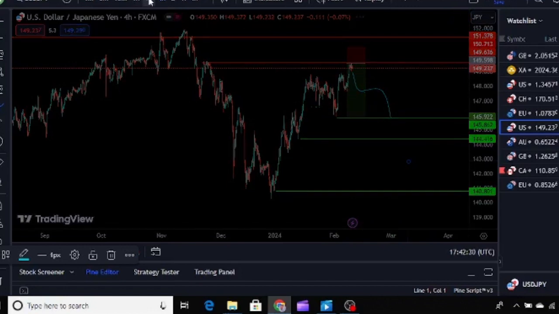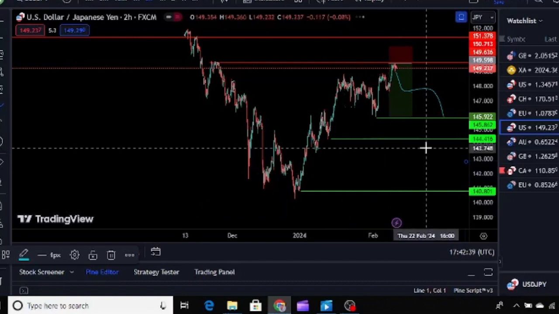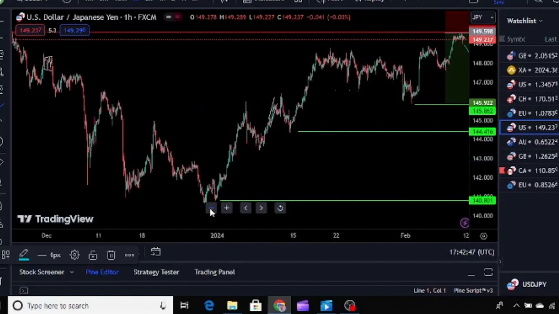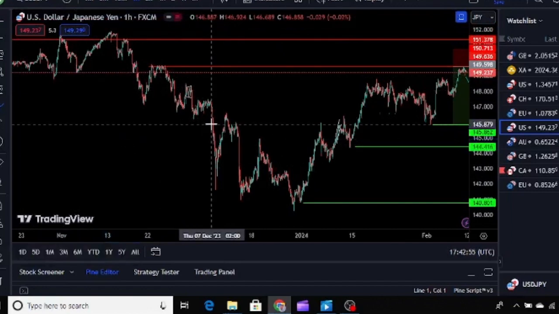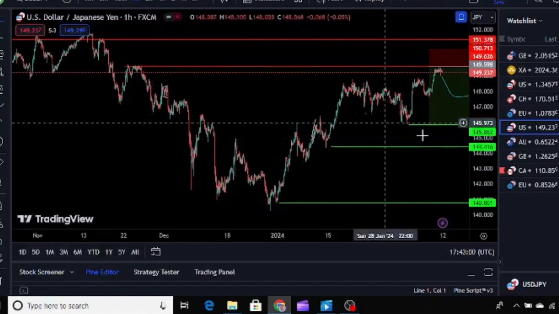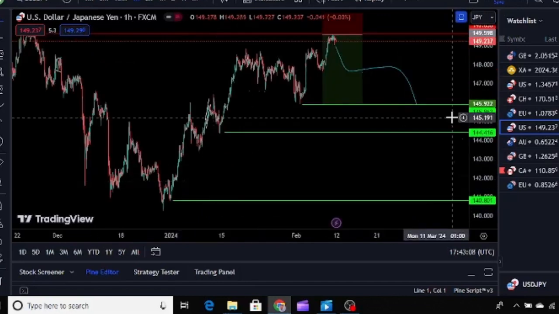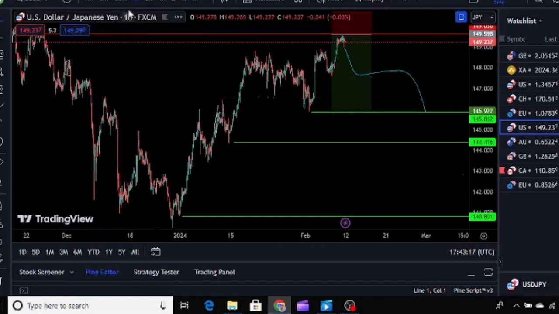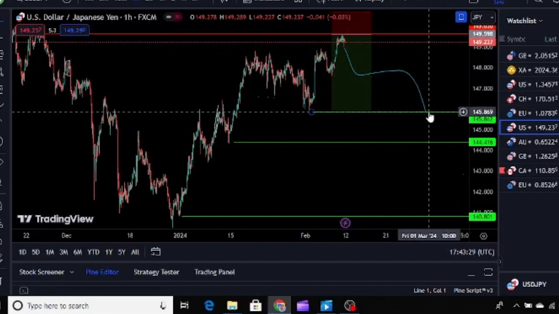Let us go to our lower time frame. This is the 1 hour time frame. We are waiting for the market to come here.